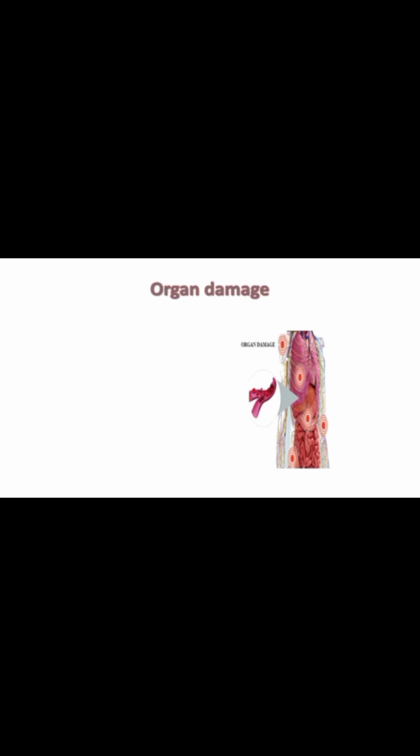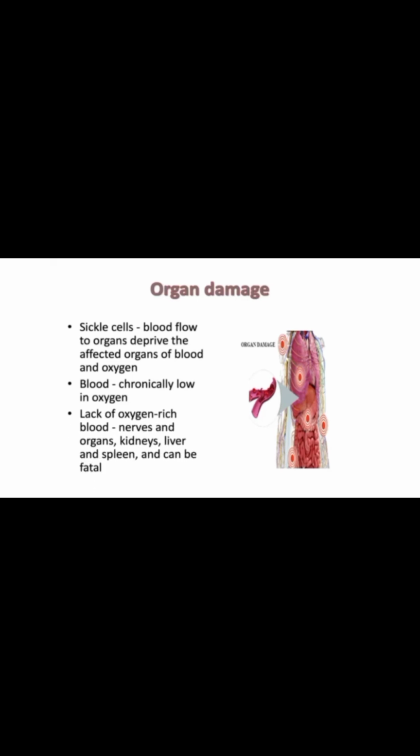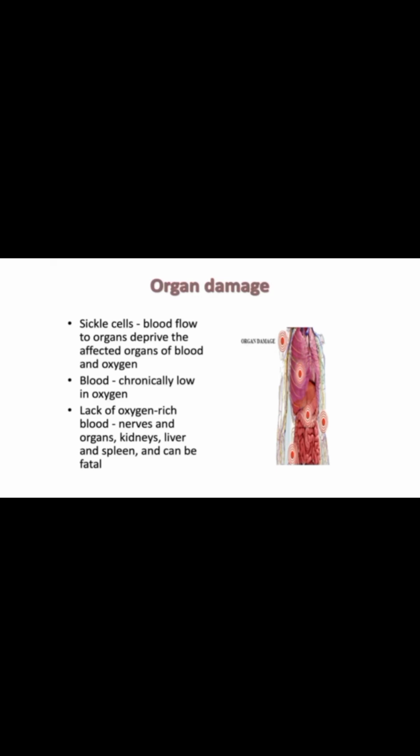Organ damage. Sickle cells that block blood flow to organs deprive the organs of blood and oxygen. In sickle cell anemia, blood is also chronically low in oxygen. This lack of oxygen-rich blood can damage nerves and organs, including kidneys, liver, and spleen, and can also be fatal.